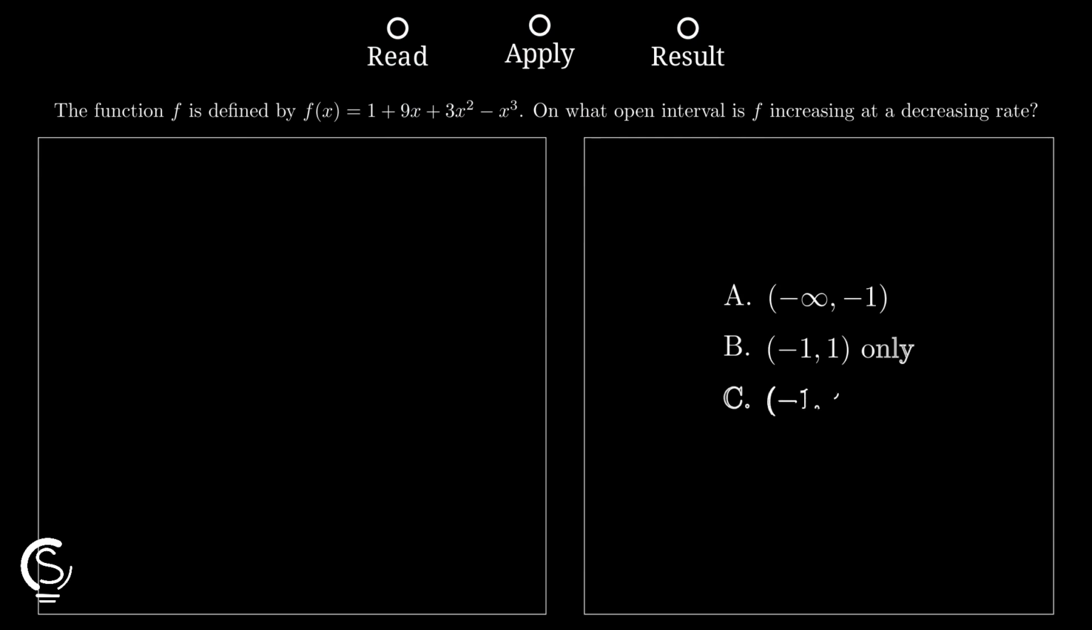First, we need the derivative to find where the function is increasing. Differentiating our function gives 9 + 6x - 3x². This must be greater than 0 here.